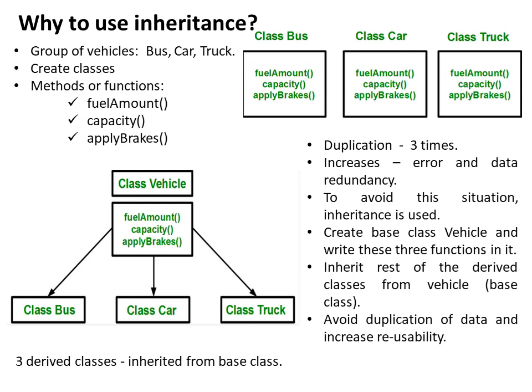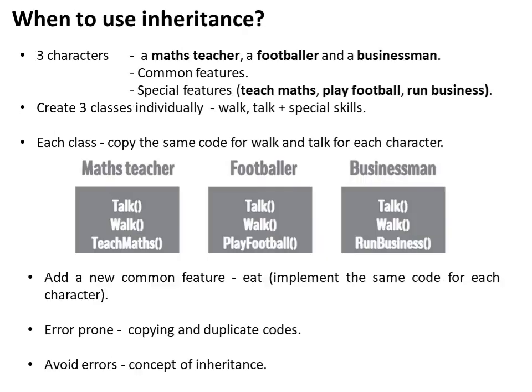To avoid such a situation, inheritance can be used. Here we create a base class, that is a vehicle class, and write these three functions in it, and inherit the rest of the classes, that is the derived classes, from the vehicle class, which is the base class, which can simply avoid the duplication of data and also increase reusability. In the bottom figure, we observe that the three derived classes are inherited from the base vehicle class.